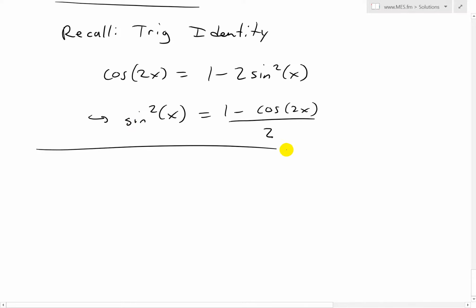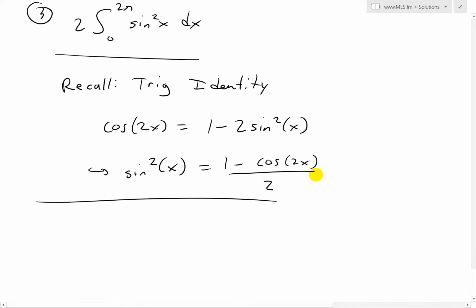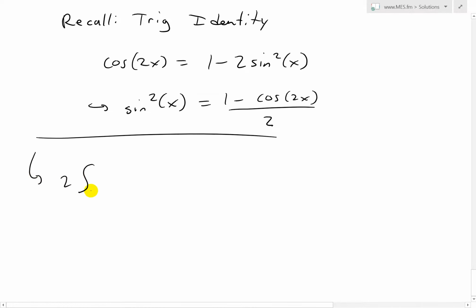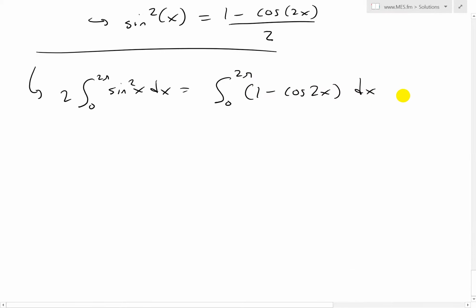I proved this in my earlier video, so look at the video description below for this trig identity. So now we get 2 times the integral from 0 to 2 pi of sine squared of x dx. These 2's cancel, there's a bottom 2 in this 2. So we get the integral from 0 to 2 pi of 1 minus cos 2x dx. Just evaluate it. The integral of 1 is just x, minus the integral of cosine 2x, which is sine 2x divided by 2. This is the chain rule. So this is from 0 to 2 pi.